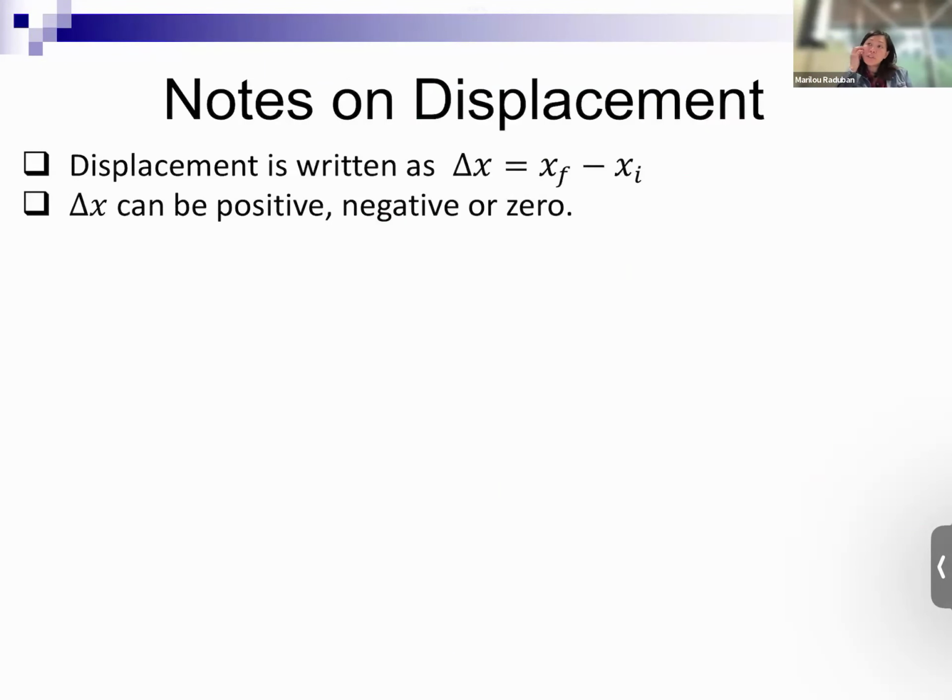Okay, so some more notes on displacement, right? For displacement, we use this notation delta x, delta, of course, the Greek symbol delta, meaning change, okay? Right? So displacement is change in position, delta x, and you're only concerned about the final position minus the initial position, right? Delta x, or displacement, needs a direction, so it can either be positive, negative, or zero.